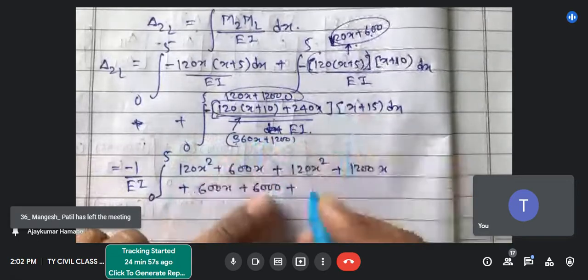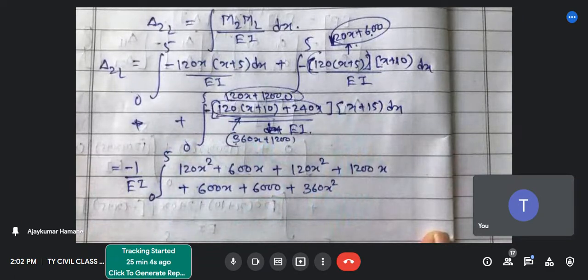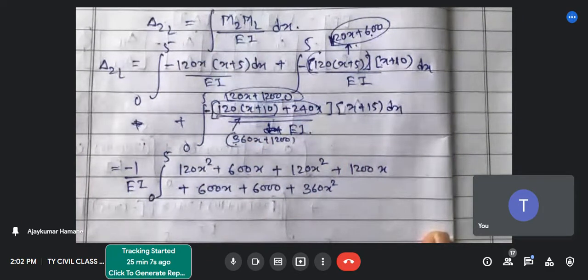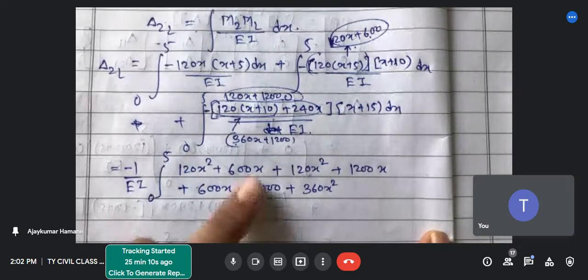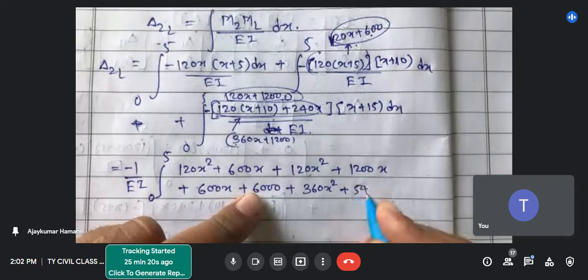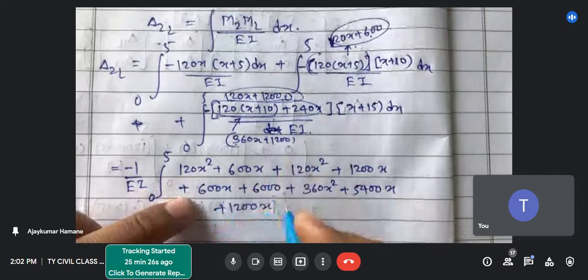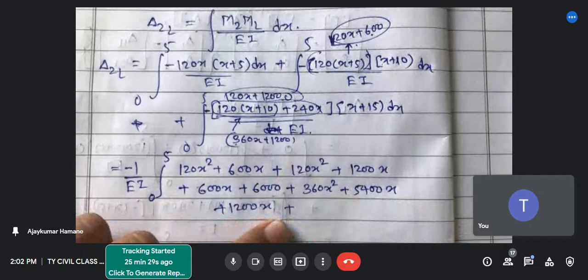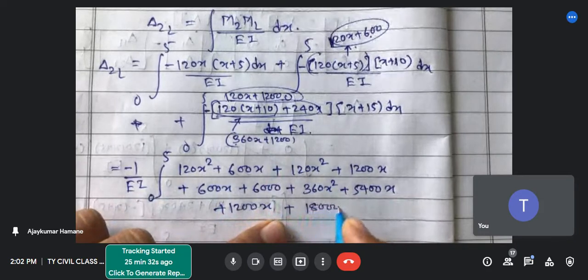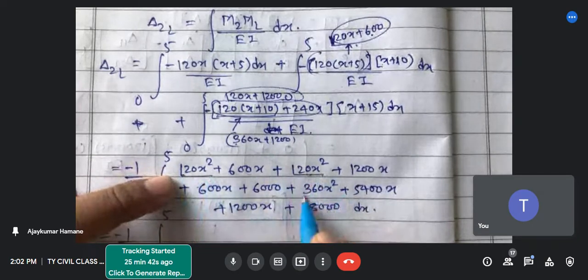So if I multiply here, 360x square, 360x square plus 360 into 15, 5400 x plus 1200 into x plus 1200 into 15, 18000 into dx. Now I will make terms clear, 0 to 5.